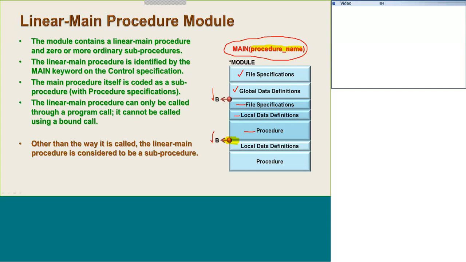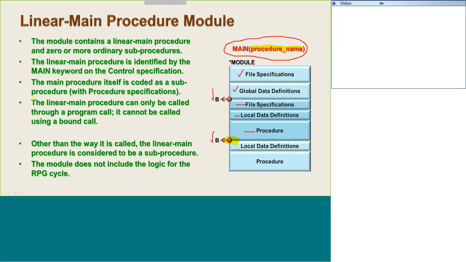Other than the way it is called, the linear main procedure is considered to be a sub-procedure, i.e. it's coded the same, it's dealt with the same, it's a sub-procedure, and the module does not include the logic for the RPG cycle, i.e. in this particular form, the 25,000 odd lines of code are not part of the compiled module, which means that the modules are, to a certain degree, smaller, which means that when executing, they require less memory, less, etc., etc., etc.